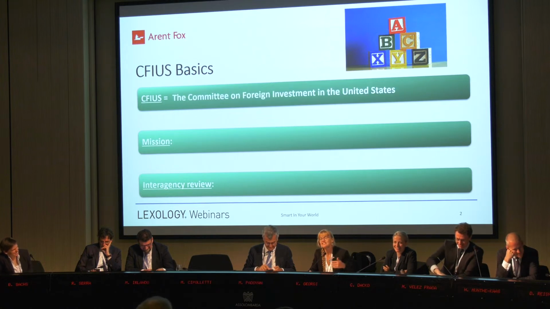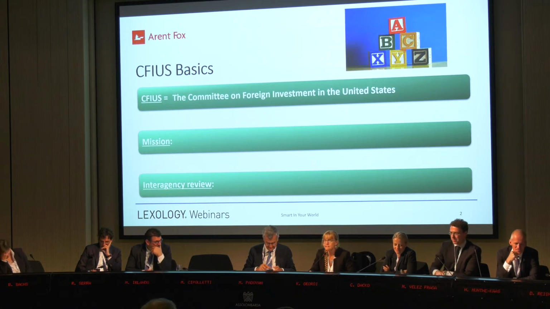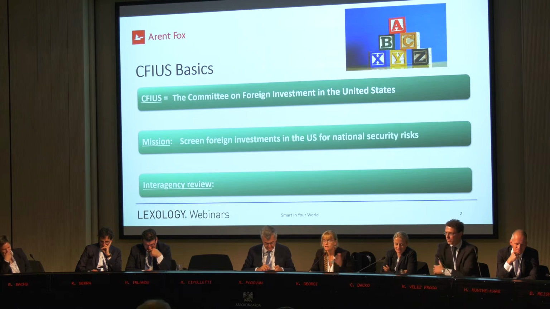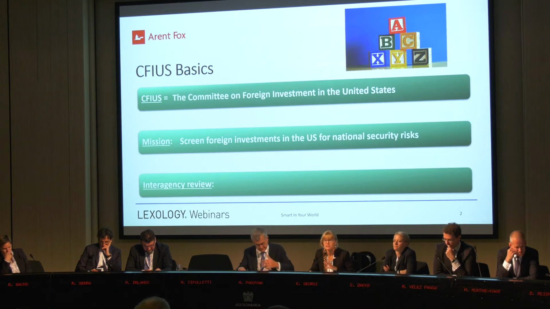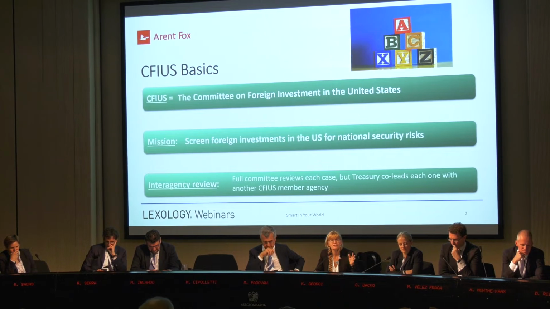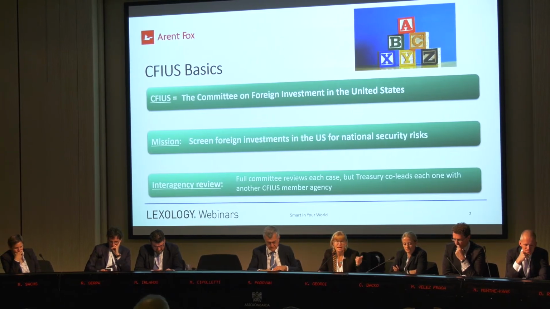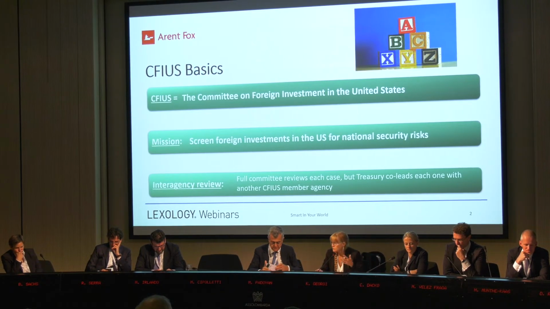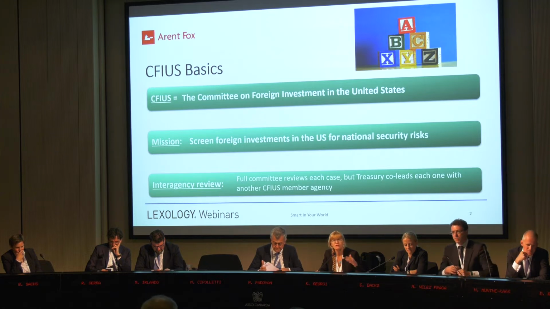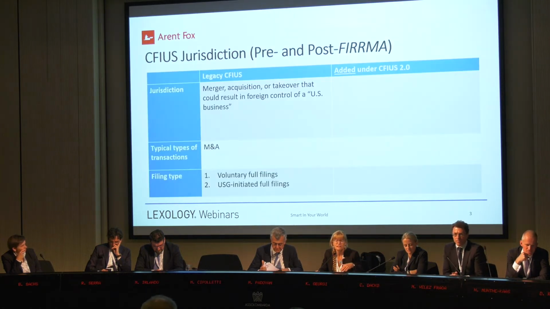So what is it? The CFIUS is the Committee on Foreign Investment in the United States. The mission, obviously, is to screen foreign investments in U.S. business for national security purposes. That was the primary original idea. It's a full committee comprised of lots of different agencies, but it's headed by the Treasury Department, which is the same department that also contains OFAC, so you can see it has a number of different hats. And usually when they do a review of a particular acquisition, Treasury does it with one of the other agencies.